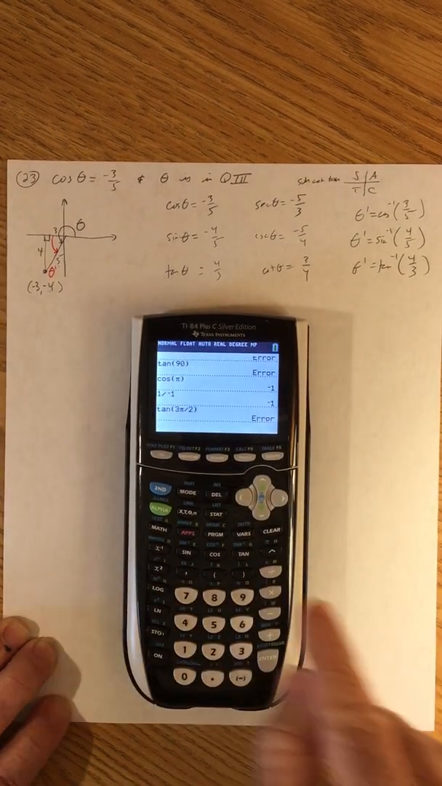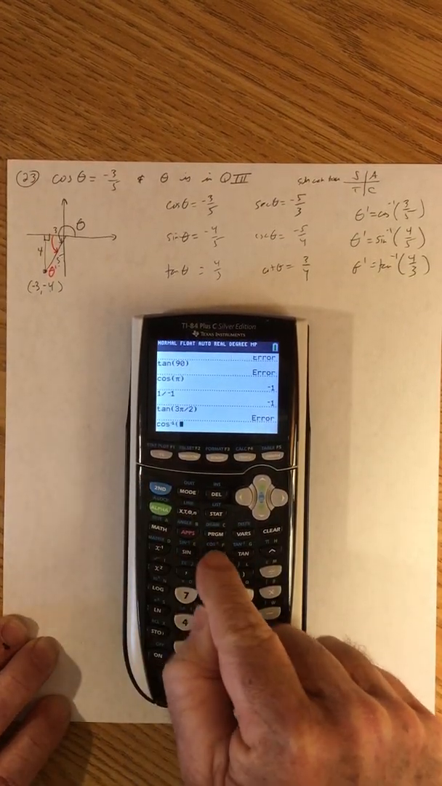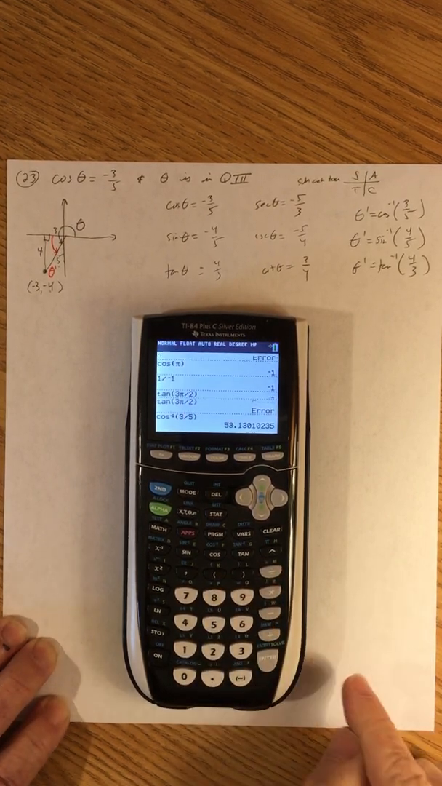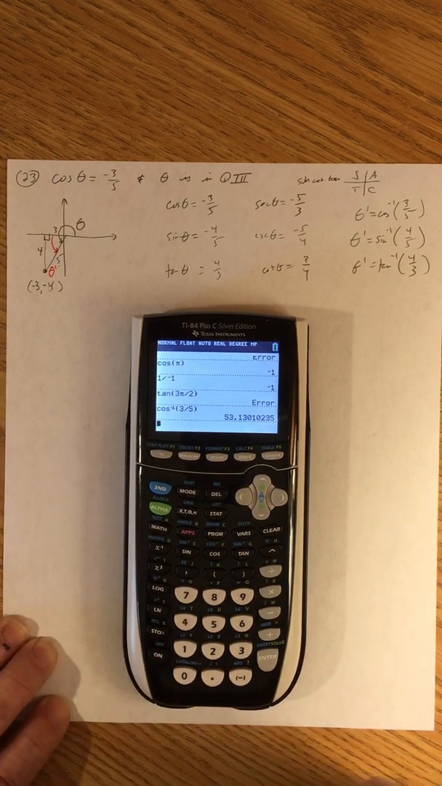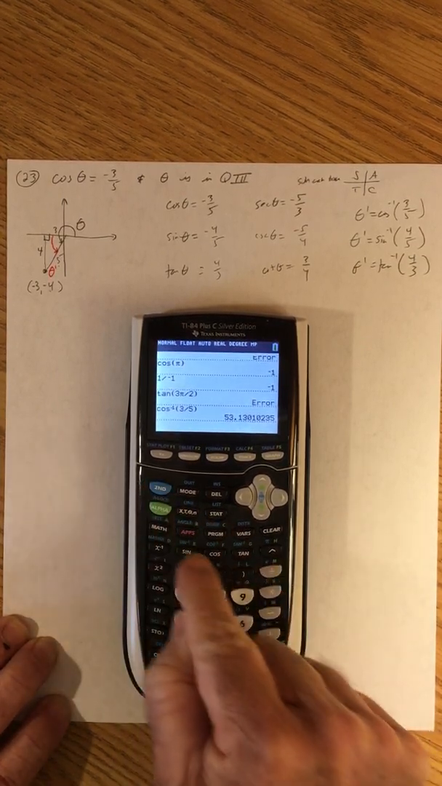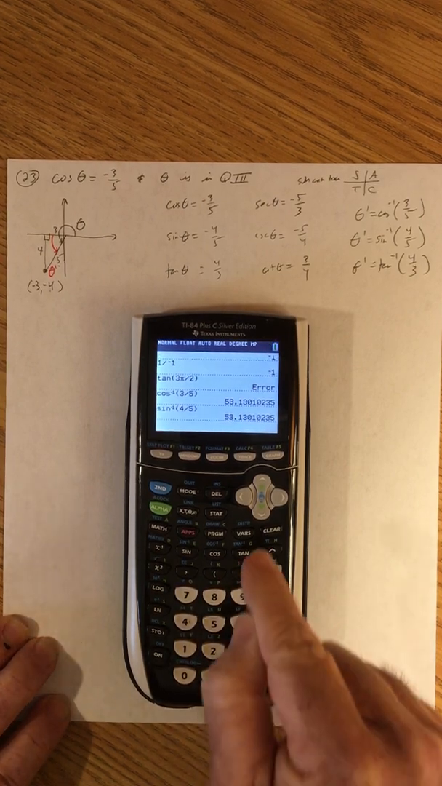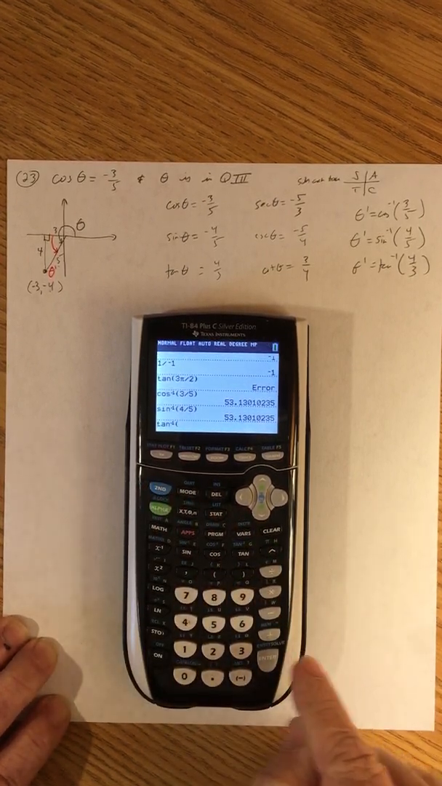Here I'll show you. Inverse cosine of 3/5. 53-degree angle. Seems reasonable. Inverse sine, 4/5. Inverse tan, 4/3.